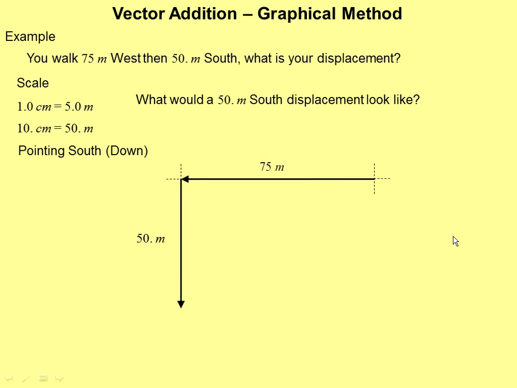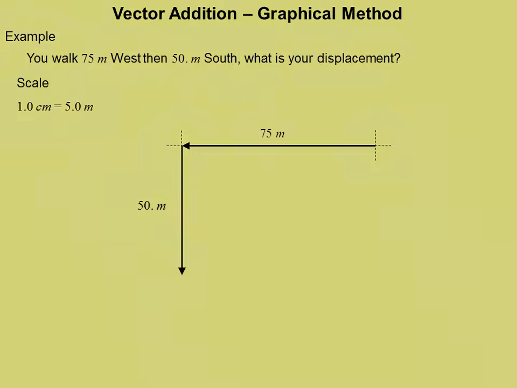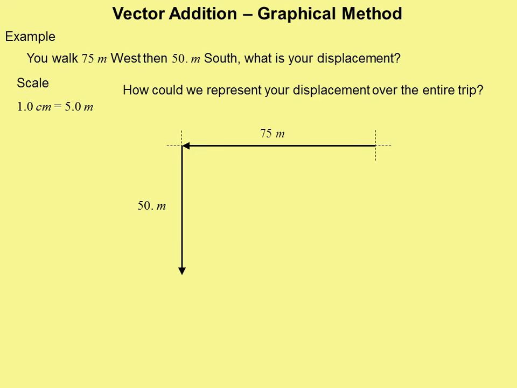Our next question is, how could we represent the displacement over the entire trip? First of all, remember what displacement means. It's your change in position, how much out of place you are. So if we started here, walked 75 west and then 50 meters south, and we ended up here, our displacement could be an arrow there, an arrow starting where we started walking and ending where we finished. And notice again that the head of the arrow is part of the arrow, right here.